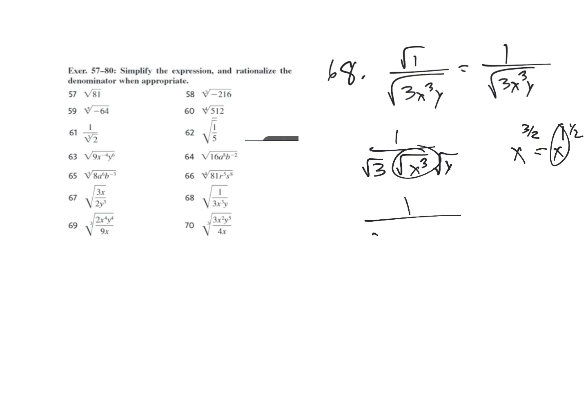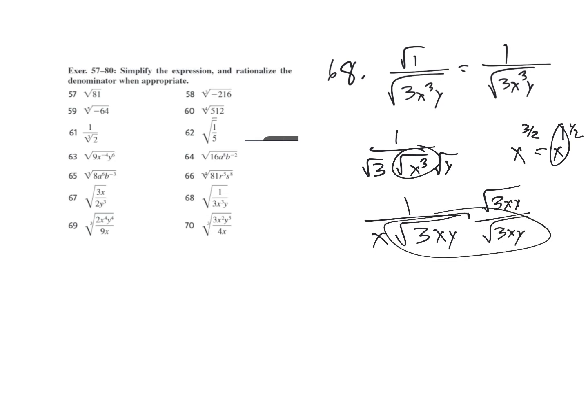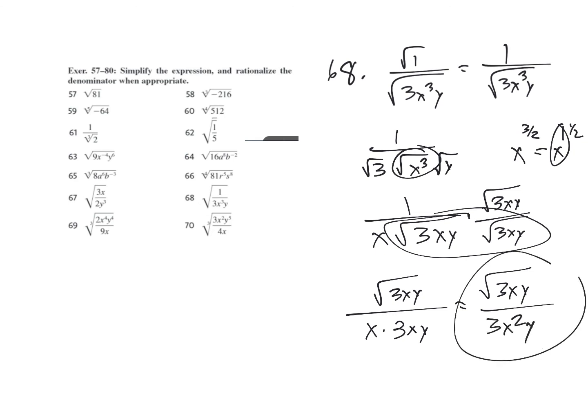So here's what it looks like. 1x is on the outside, and you're left with the square root of 3xy. Alright, now when we rationalize, we multiply by the square root of 3xy over the square root of 3xy. And that radical goes away. And we have the square root of 3xy all over x times 3xy, which is the square root of 3xy all over 3x squared y. That's the final answer. Alright, number 69.